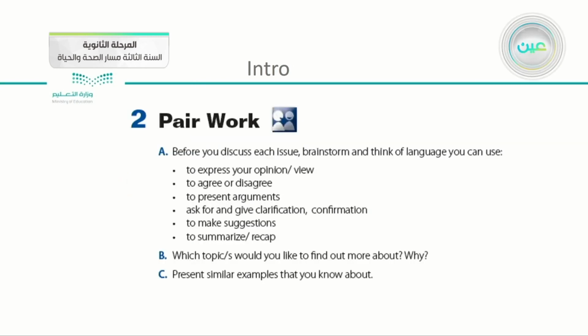After that, we have a pair work. In this pair work, we are going to brainstorm. Number 8. Before you discuss each issue, brainstorm and think of language you can use to express your opinion or view, to agree or disagree, to present arguments, to ask for and give clarification or confirmation, to make suggestions, to summarize or recap. B, which topic or topics would you like to find out more about and why? C, present similar examples that you know about.